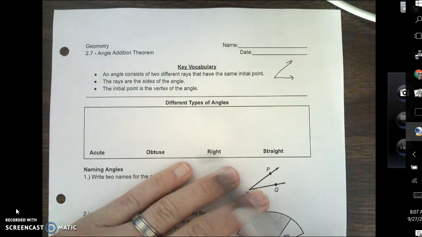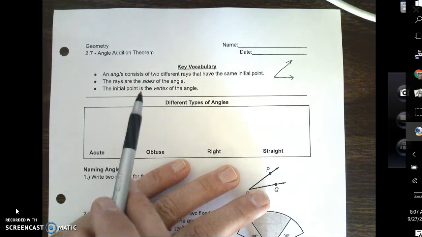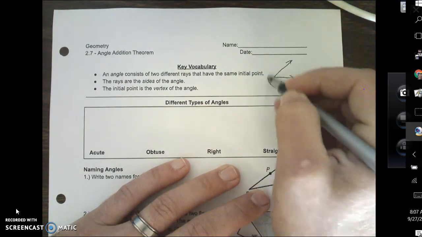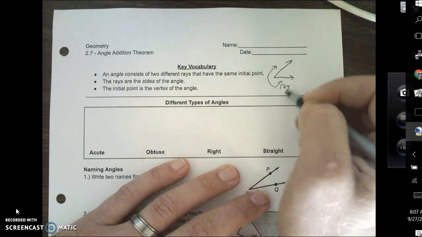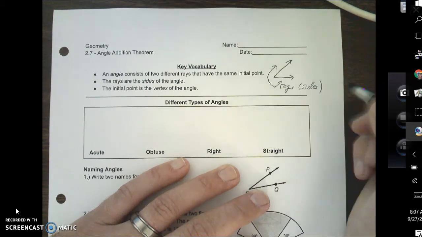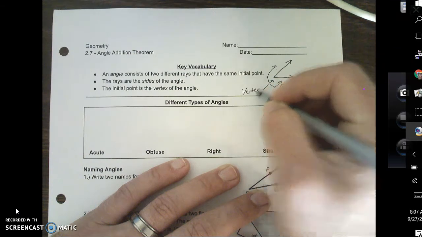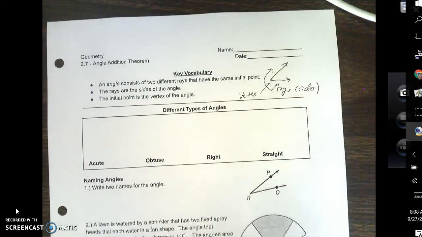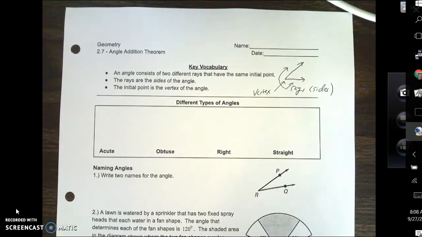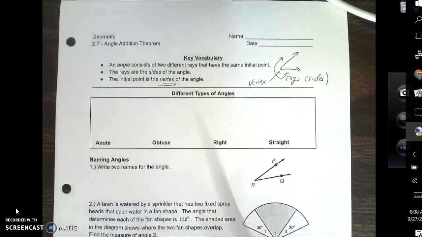And today we're going to discuss how many different types of angles there are and so on and so forth. The rays are the sides of the angle. So these two things are your rays. They're your sides. Okay. And then the initial point, now this is kind of important. This is called your vertex. You will hear me drop this a lot. Vertex is that middle point. Okay. Just a key vocab word right there for you.